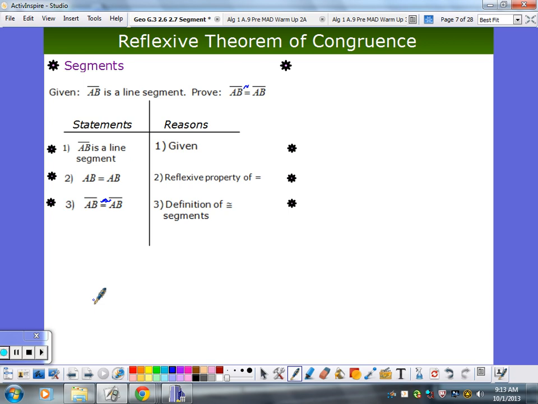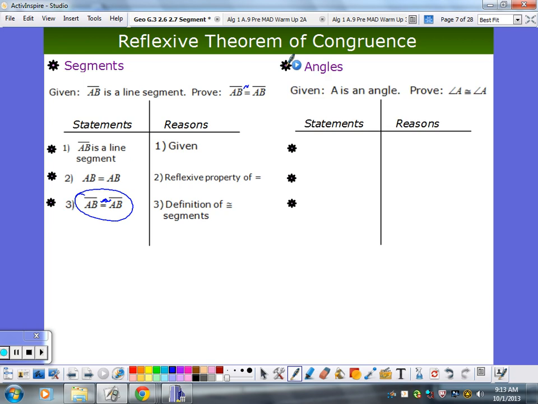Because I have now proven the reflexive property for congruence, I can use it in other proofs. Let's do the same thing again, but we're going to work with angles now. I'm given an angle A, and I want to prove that angle A is congruent to angle A.